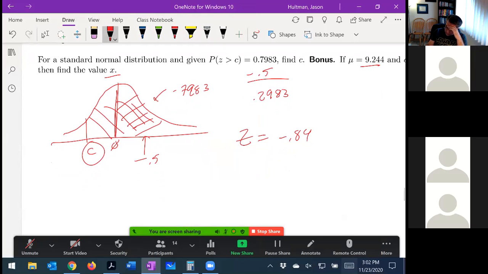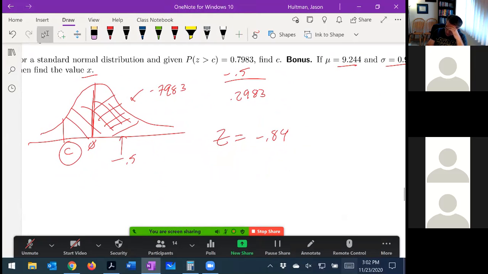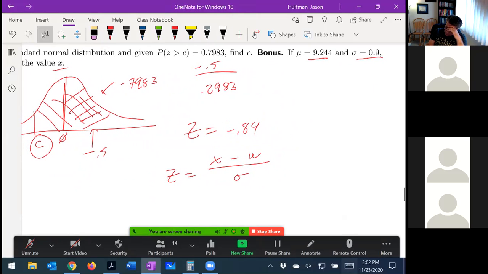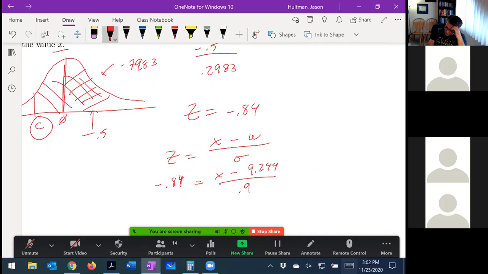So the bonus says, find the value of x. Well, how do we get x? We're going to do the z-score in reverse. We're going to plug in what we know. We know that z is negative 0.84, and x is what I'm looking for. Mu is 9.244 and sigma is 0.9. So multiply both sides by 0.9.